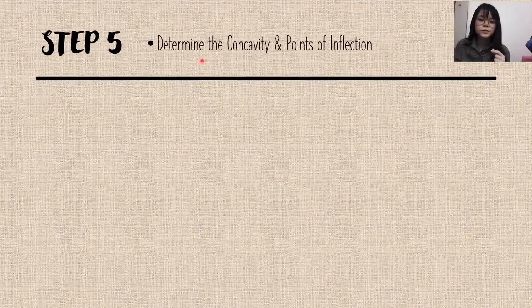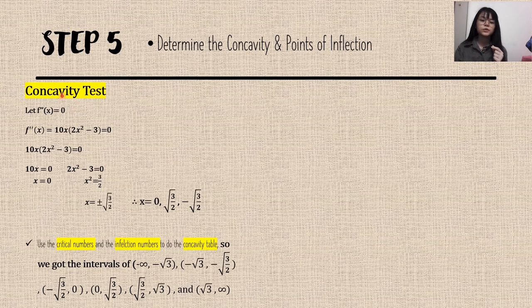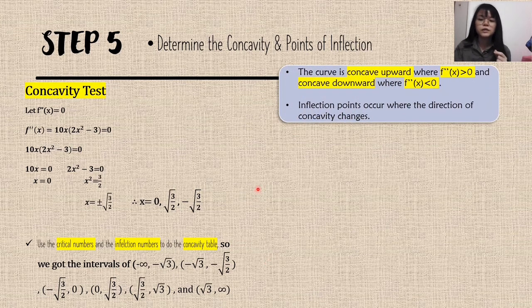Okay, step 5 is to determine the concavity and points of inflection. So we need to do the concavity test, and we let the second derivative be equal to 0, and then we got x is equal to 0, square root 3 over 2, and negative square root 3 over 2. We use the critical numbers and the inflection numbers to do the concavity table, so we get the intervals. Here is the note: the curve is concave upward where the second derivative is greater than 0, and concave downward when the second derivative is less than 0.